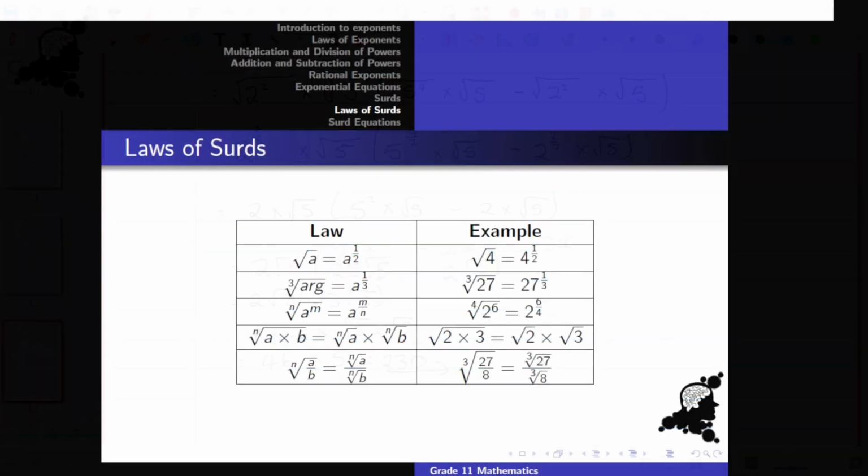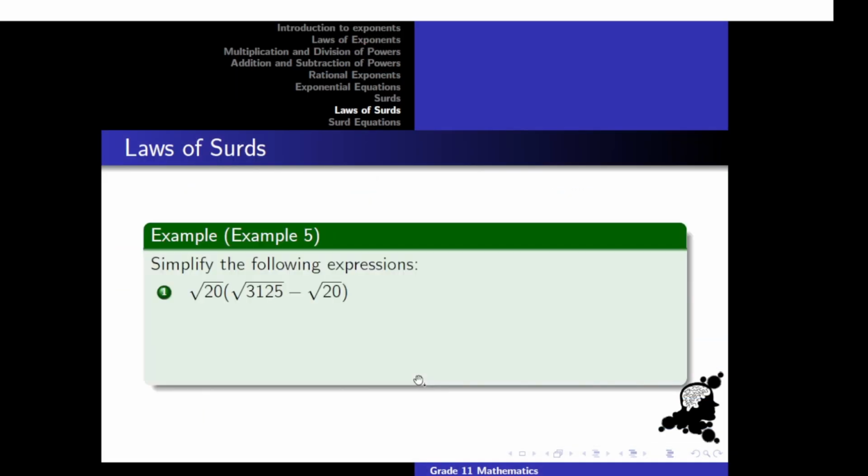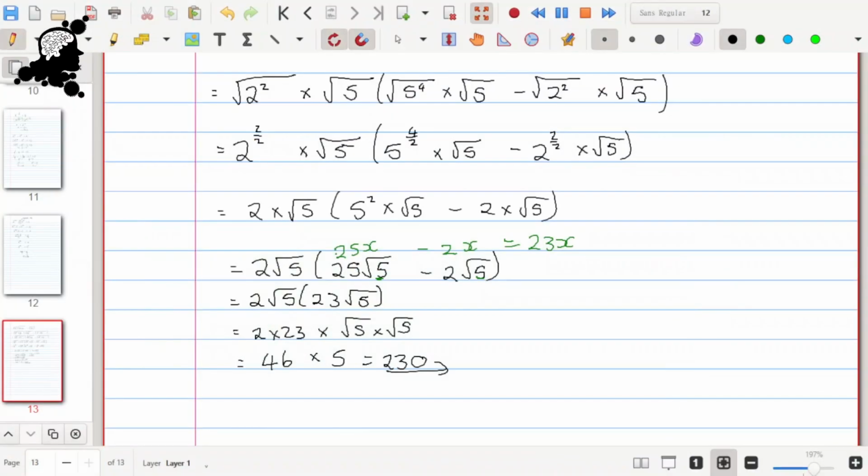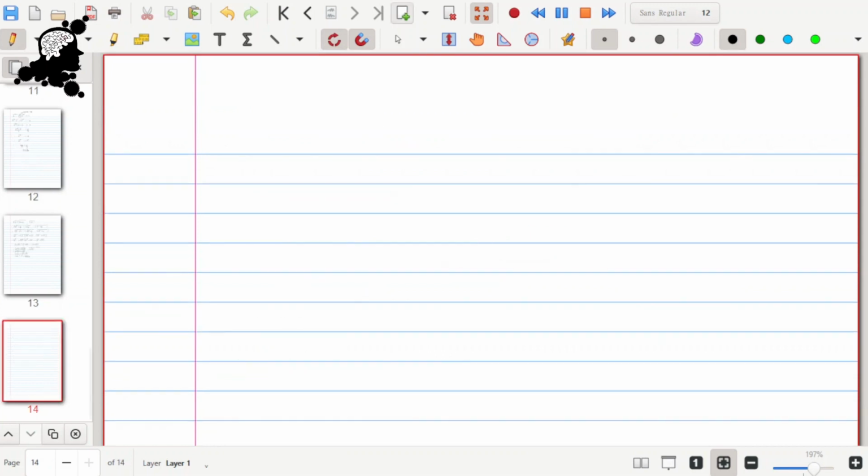Awesome. Let's go to our next question. So we've got the square root of 27 minus the square root of 12 divided by the square root of 3. Let's go to our writing pad, and let's attempt this question.